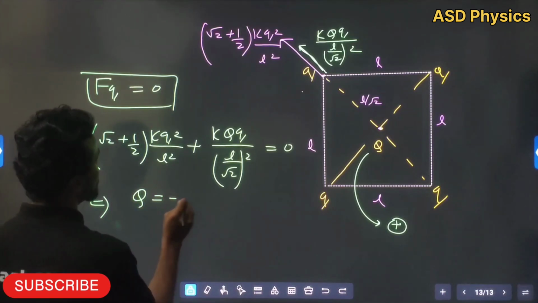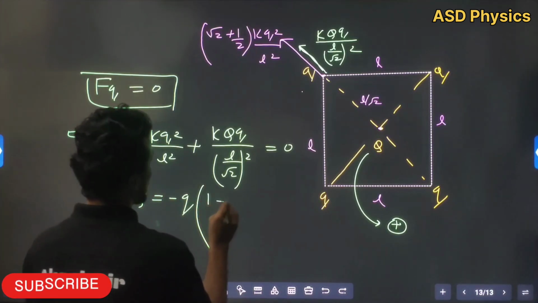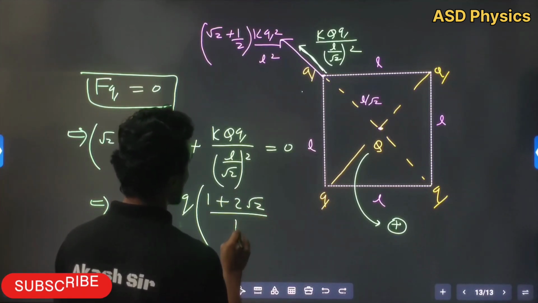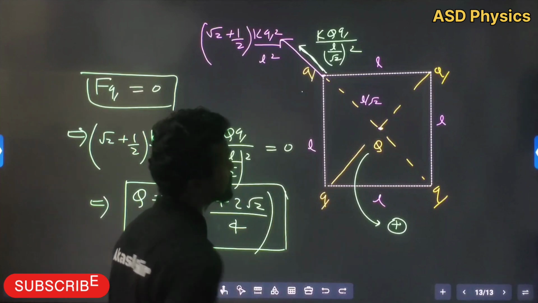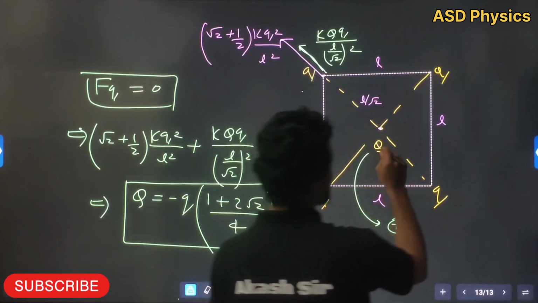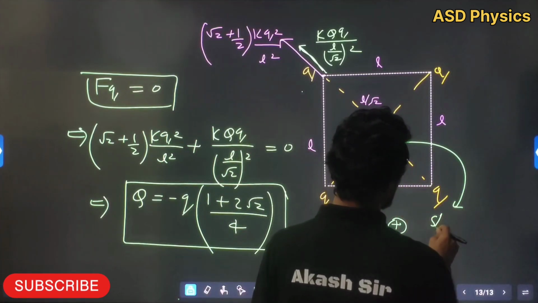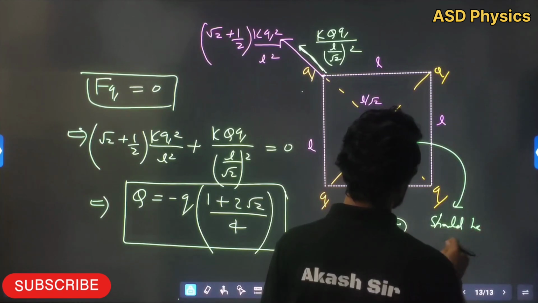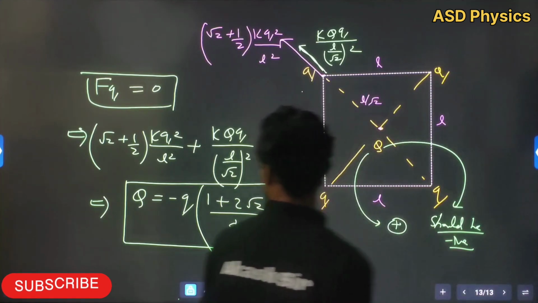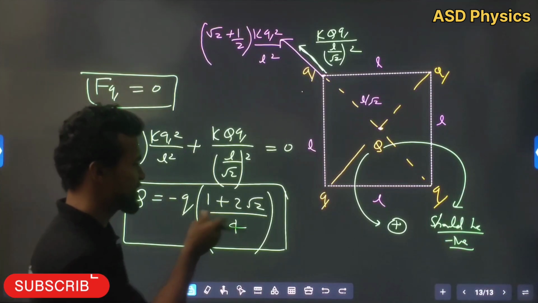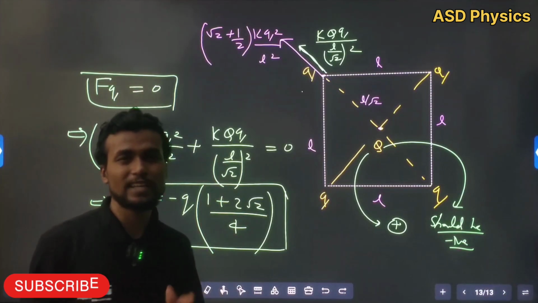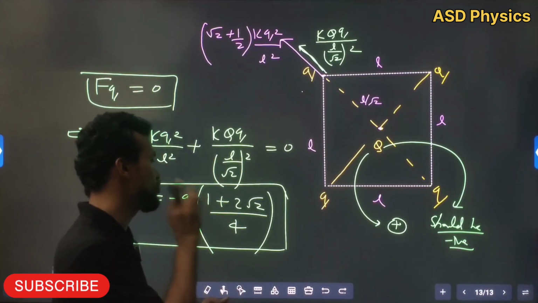And after that, students, when you simplify this, this capital Q value will come as minus q (1 + 2√2)/4. So please remember that if we want all these 4 charges to be in equilibrium, this capital Q charge should be negative. Please remember that very well. Students, please check this value after the calculation. I think in most cases this value will match.